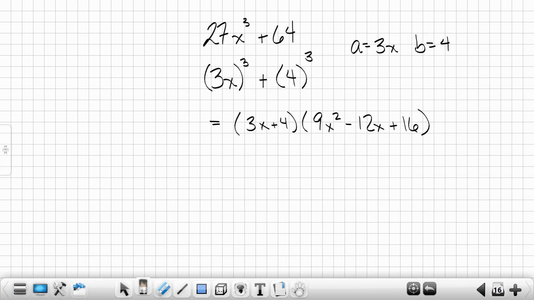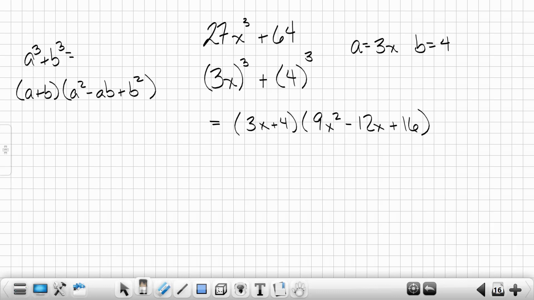We have 27x cubed plus 64. 27x cubed is 3x to the third power, because 3x times 3x times 3x does make 27x cubed, and 4 cubed does make 64. We're using our factoring pattern of sum of 2 cubes. Sum of 2 cubes says a cubed plus b cubed is equal to a plus b times a squared minus ab plus b squared.